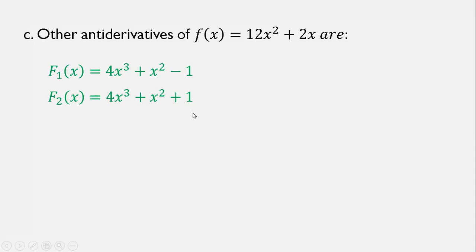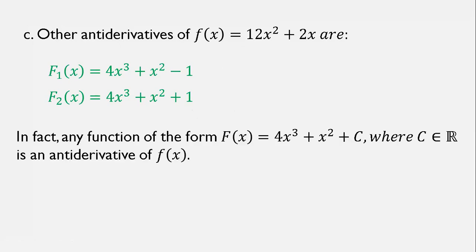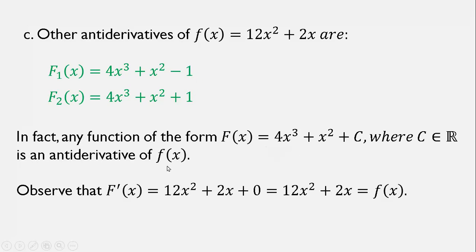And therefore, any function of the form capital F of x, which is equal to 4x cubed plus x squared plus c, where c is an element of the real numbers, is an antiderivative of f of x, which means any value of c works. Observe that F prime of x is equal to 12x squared plus 2x plus 0.